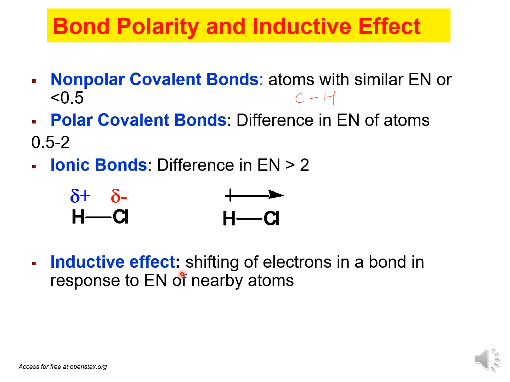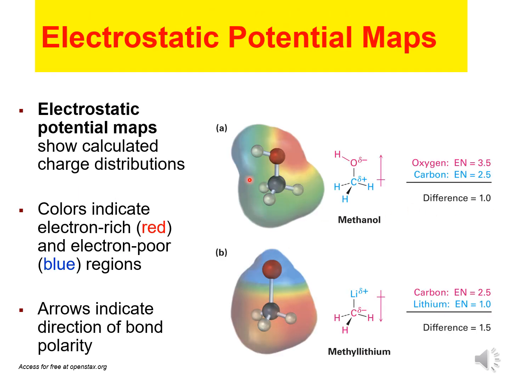Now this phenomenon is also called the inductive effect, where the shifting of electrons happens in a bond in response to the electronegativity of nearby atoms. Several times you will see in your textbook this kind of a picture drawn. This is called an electrostatic potential map. Here, the electron-rich areas are represented as red color, and the electron-poor areas are represented by this greenish-blue color.